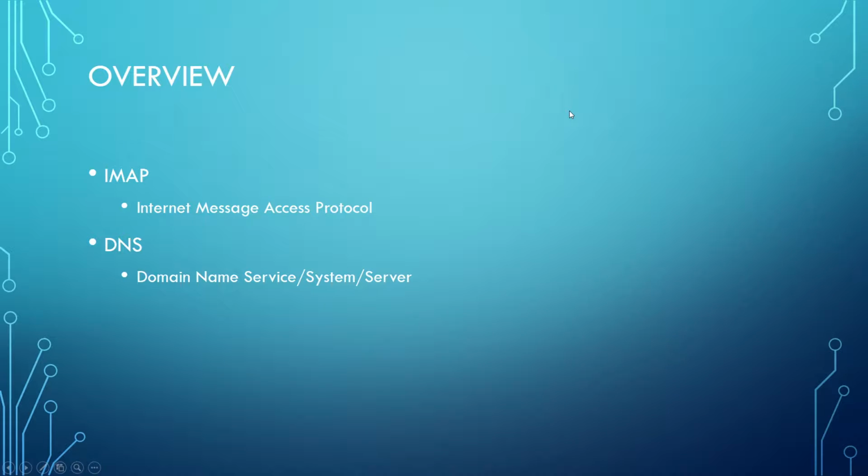In this presentation, we'll be discussing the listed protocols, which are IMAP, or Internet Message Access Protocol, and DNS, which goes by domain name server, system, and service. We'll have an in-depth discussion over the technical aspects of how both of these protocols work, as well as a discussion on how to safeguard your environments when these protocols are operating.